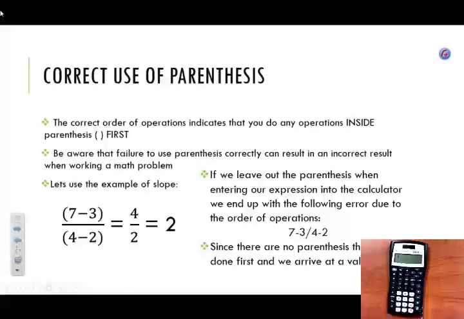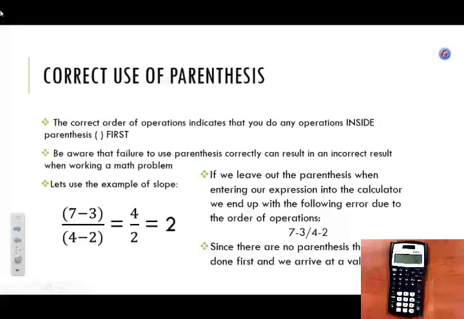It's important to show that the first thing you do is open a set of parentheses. Put in 7 minus 3, close your parentheses. Now that number is going to be divided by another operation, so you do your division, open another set of parentheses, 4 minus 2, close your parentheses. So this matches the operation on our slide. We hit enter and we get an answer of 2.